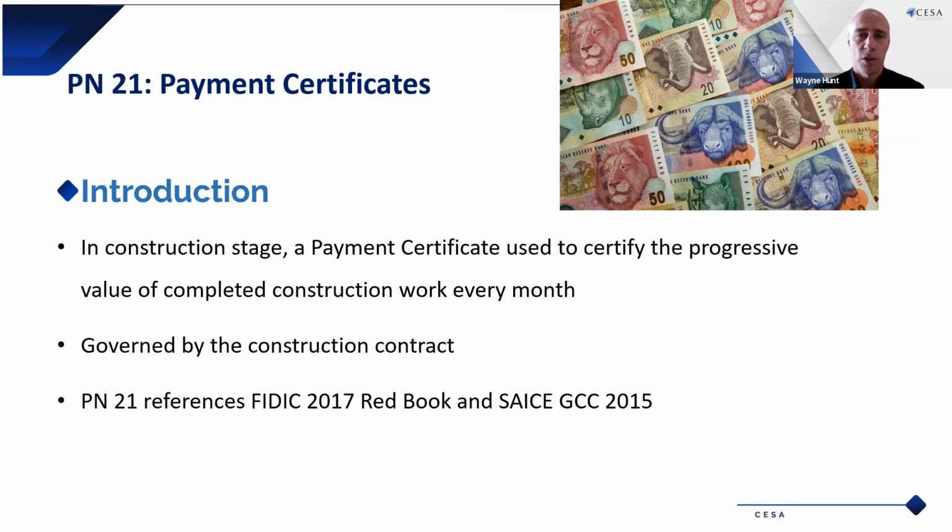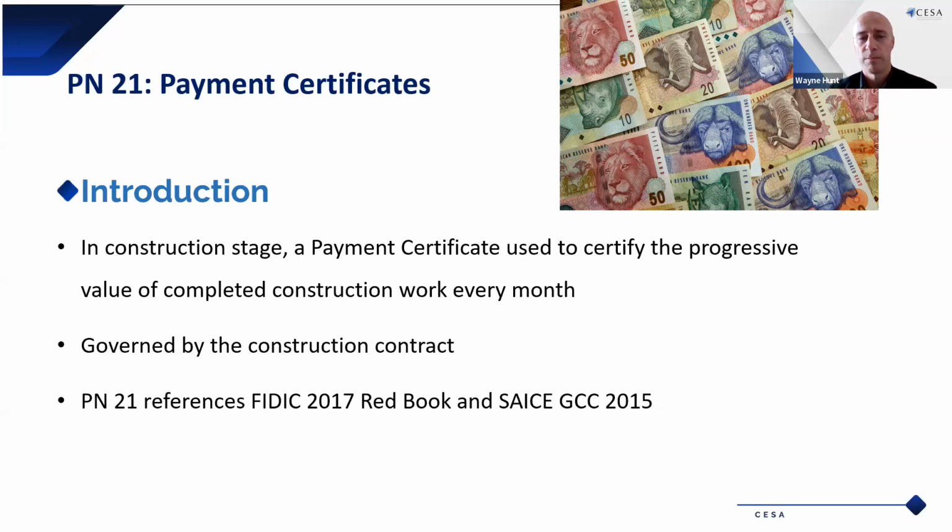They then make payment to a contractor once a month. It's generally once a month, but this will be defined in the contract. It may be every 2 weeks, or it may be every second month. It just depends on what the contract says. So the payment certificate is governed by the construction contract.